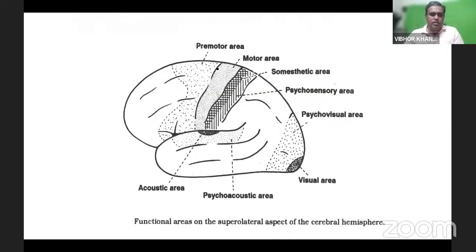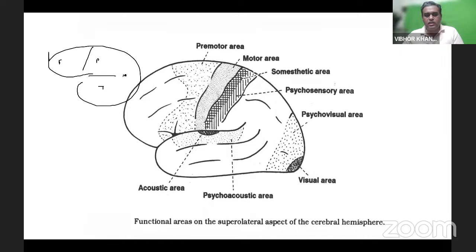See, the brain is very simple. You just have to practice to make a simple brain like this: a lateral view or medial view. Then make some sulcus over here and over here. Then you have the frontal, parietal, temporal, occipital lobe. Then you can simply make the areas, sulci and gyri, over here and try answering.